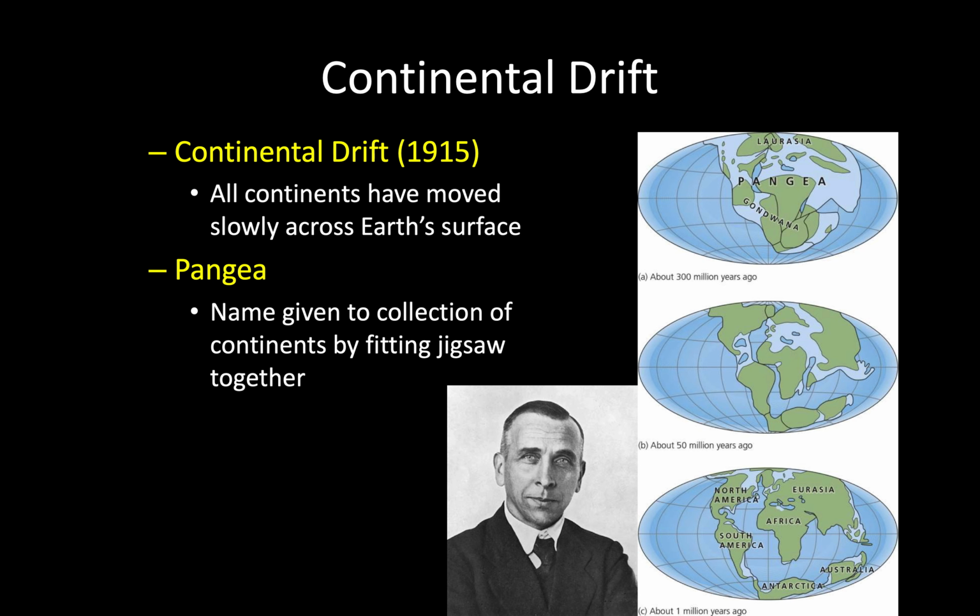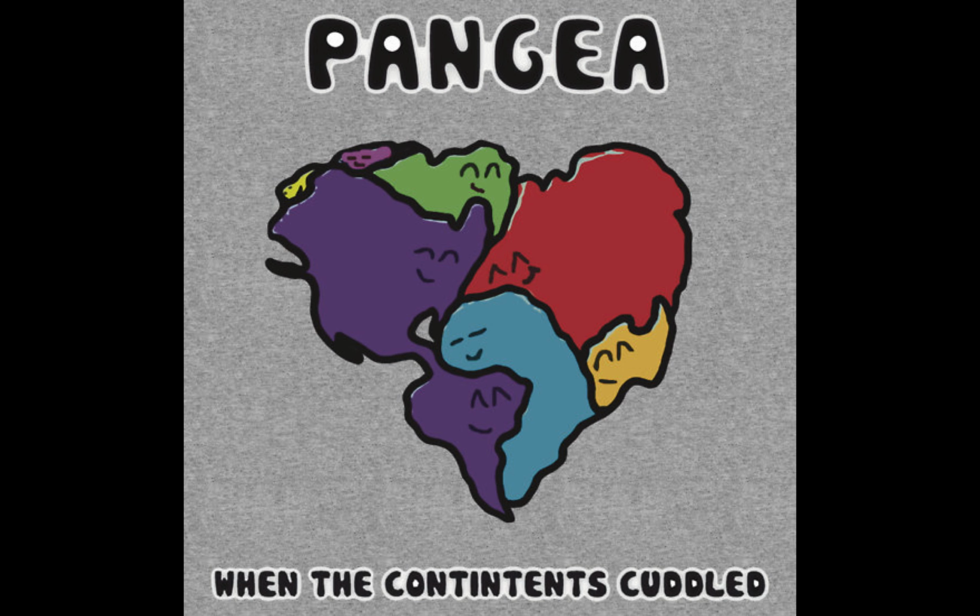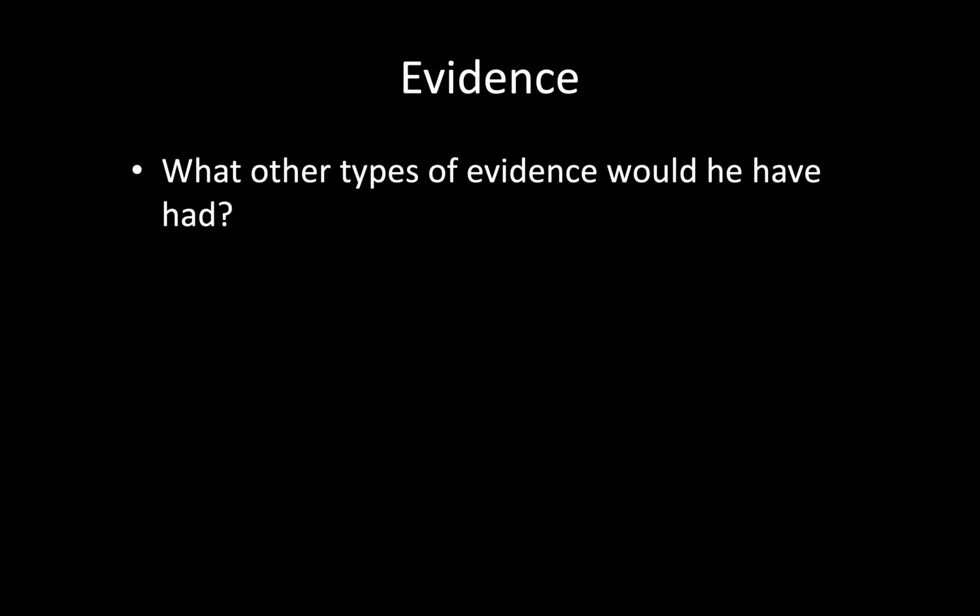Okay? But continental drift, he came up with it in 1915, and the idea is that all continents have slowly drifted across Earth's surface. He named the jigsaw continents all fitting together Pangea. Pan means global or worldwide. That's where it gets its name from. So this is what Pangea would have looked like. This is an adorable t-shirt. There you go.